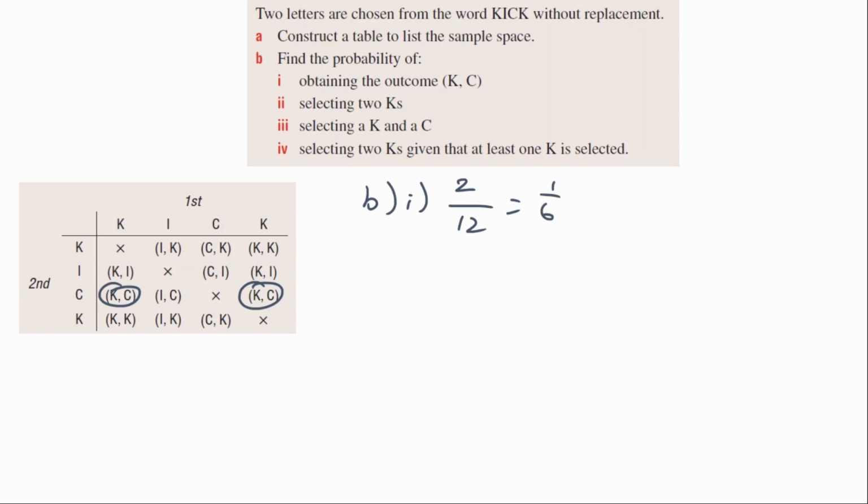Alright, next one, selecting 2 K's. So your outcome is going to be KK. There's that one there, and there's that one there. So once again, that's 2 out of 12, which also equals 1 out of 6.